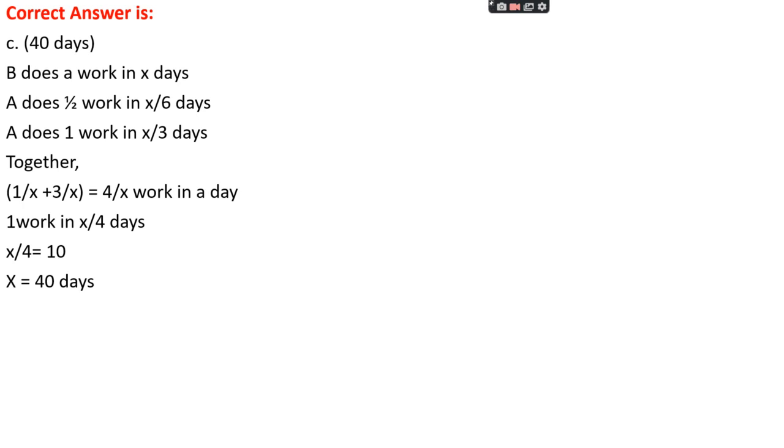Let B do the work in X days. A does half the work in 1/6 of the time B takes to finish the work, so A does one work in X by 3 days. Together they work 1 by X plus 3 by X, which is 4 by X in a day. The work will be done in X by 4 days, which means X by 4 is equal to 10 days. So X is equal to 40 days, which is the time B takes. A does the work in 40 by 3 days.